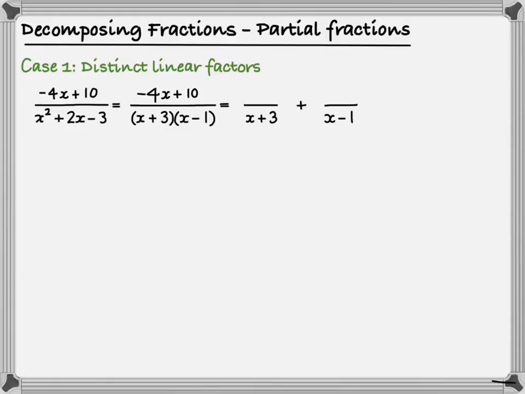So, since x plus 3 is a first-degree expression, the numerator must be an expression of degree 0, in other words, a constant, say a, and similarly, x minus 1 is a first-degree expression, and the numerator must be a constant, say b. How we solve the values of a and b we will see in a later video.